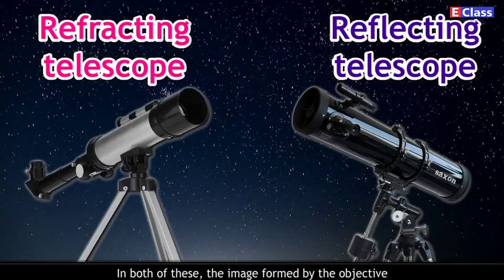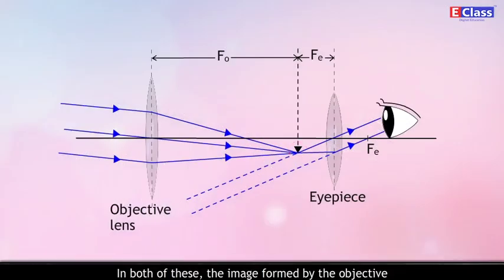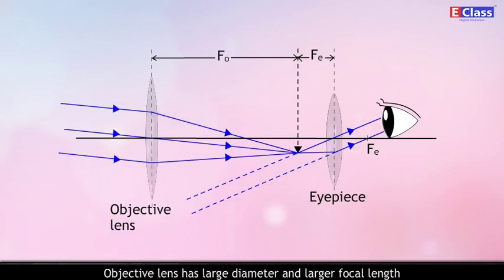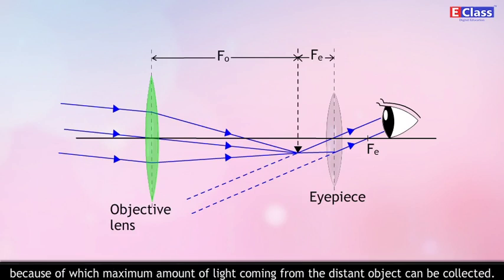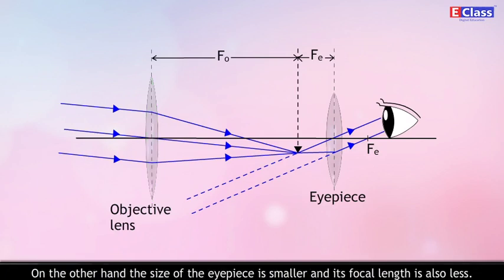In both of these, the image formed by the objective acts as the object for the eyepiece, which forms the final image. The objective lens has a large diameter and larger focal length, because of which the maximum amount of light coming from the distant object can be collected. On the other hand, the size of the eyepiece is smaller and its focal length is also less.